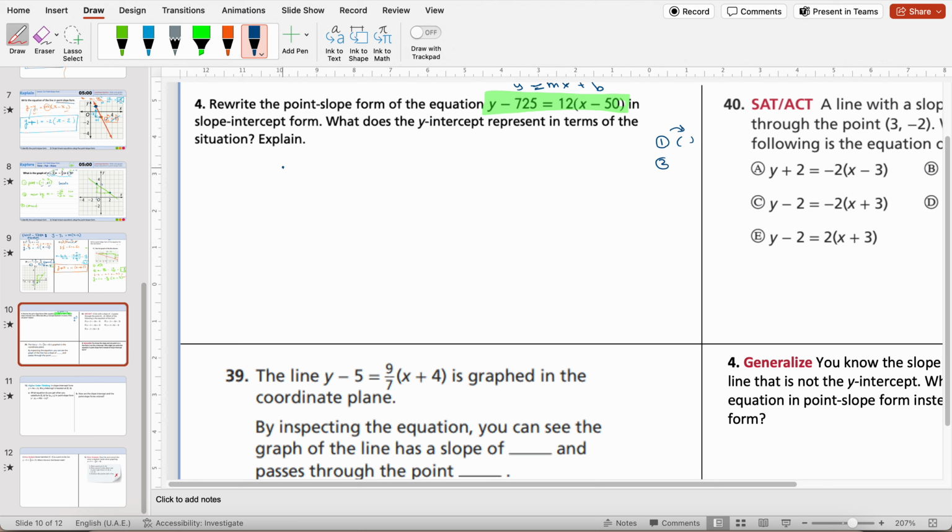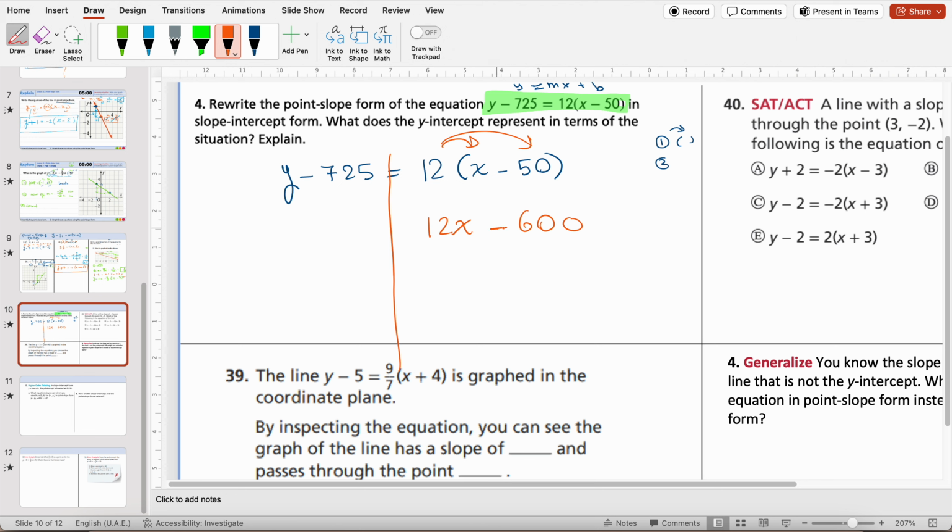So let's see what we can do to try to simplify this point slope form equation and see if we can reach the slope intercept form. How can I reach the slope intercept form? First of all, distribute the bracket, because we don't have a bracket in slope intercept form. Okay, 12 times x is 12x. 12 times 50 is 600 but negative. Okay, write the rest.